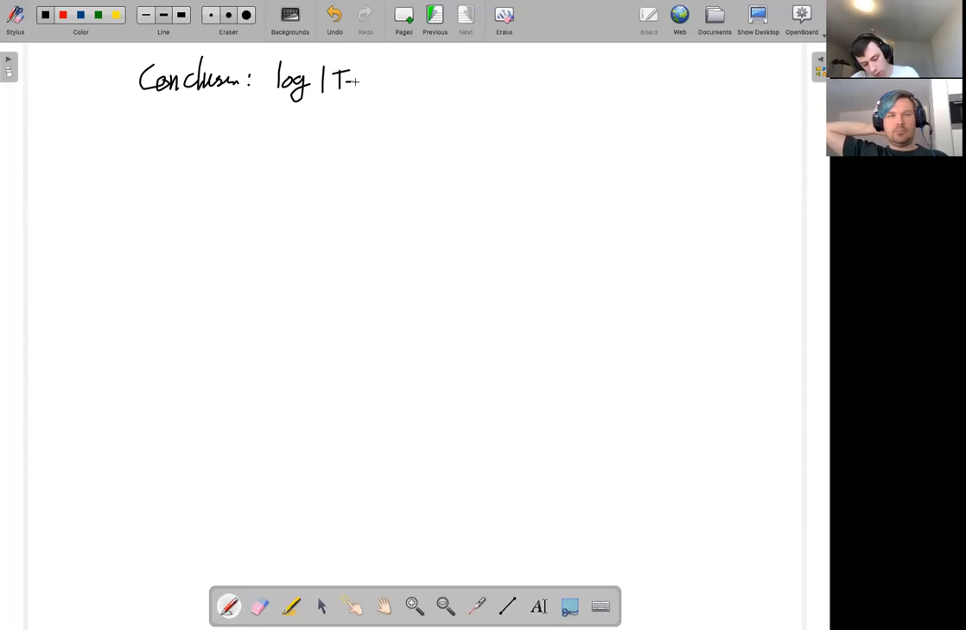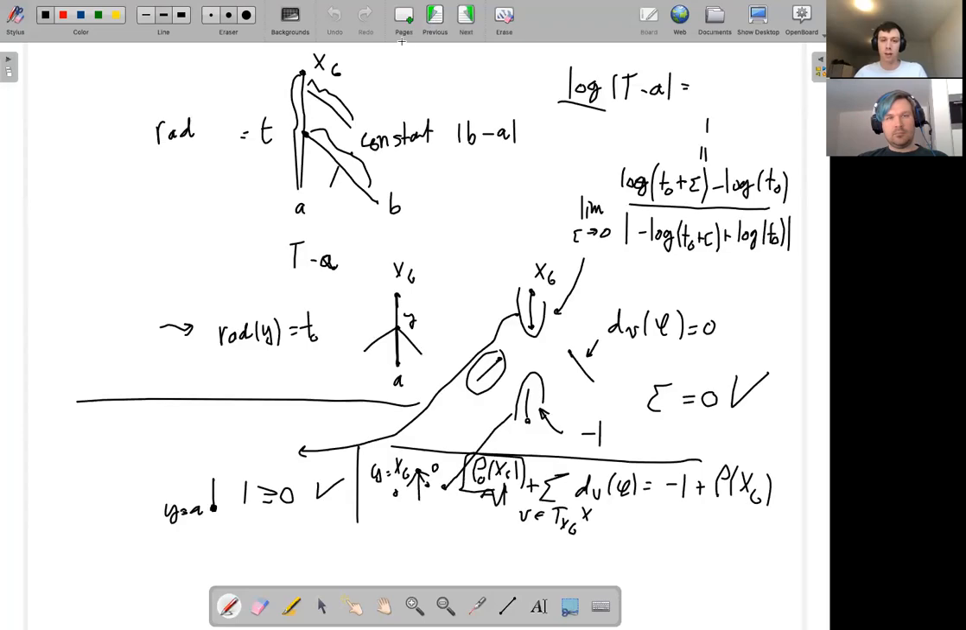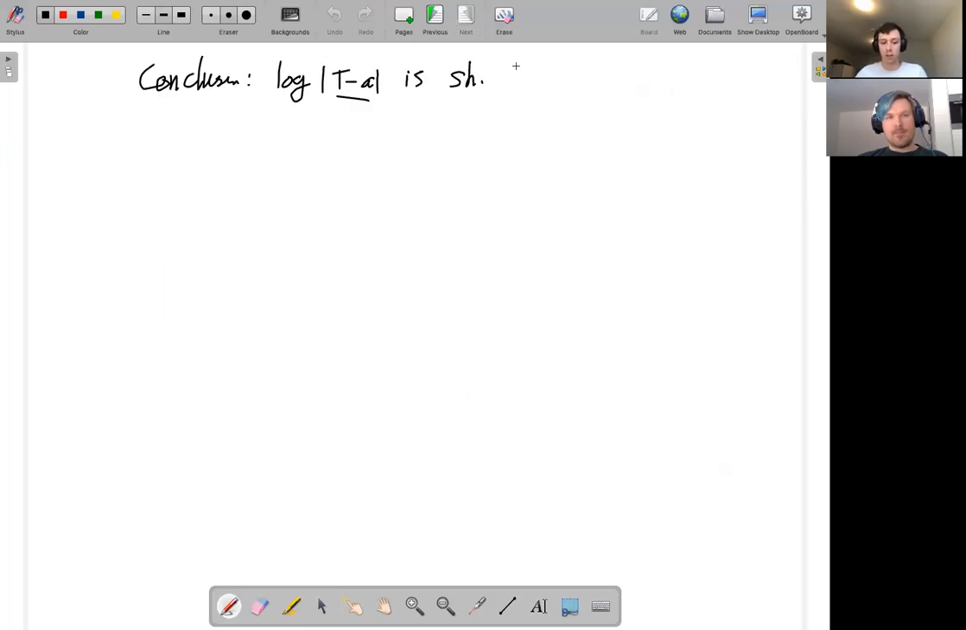Log 15 is subharmonic. And this works also for other kinds of polynomials. The analysis is more complicated, but it's essentially the same, right? You'll again get this constant on most branches, and it's a little bit more tricky, but it's essentially the same.